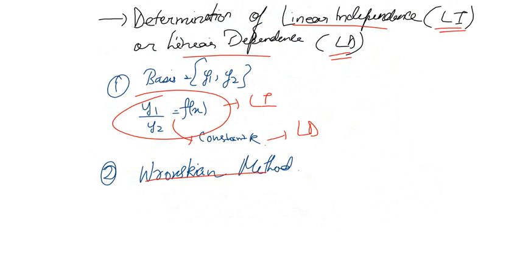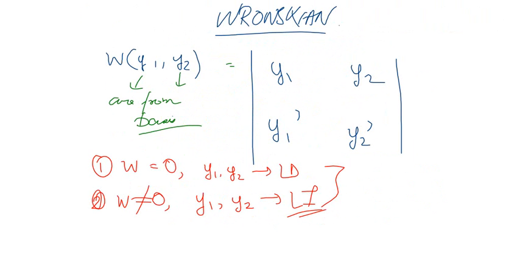For the Wronskian method, however, you need to find the determinant of the values of the basis y1 and y2 and their derivatives. Correspondingly, you will get a value of Wronskian which will either be equal to 0 or not equal to 0. So if it's equal to 0, then you can say that y1 and y2 are LD, and if it's not equal to 0, then you can say y1 and y2 are linearly independent.